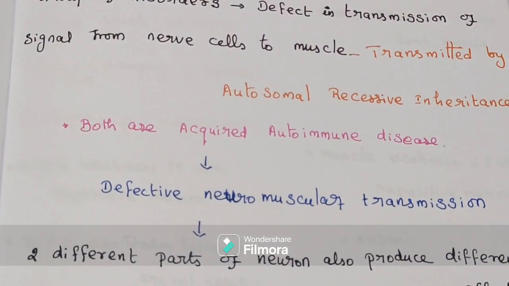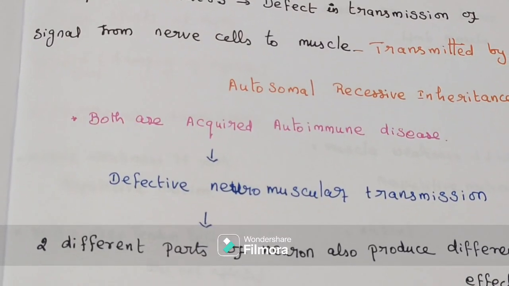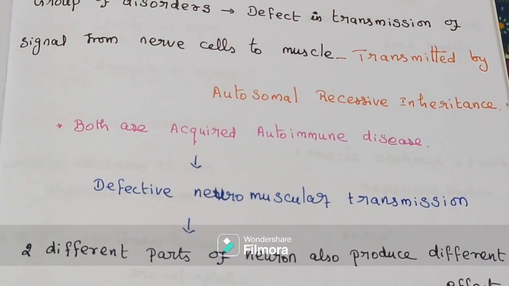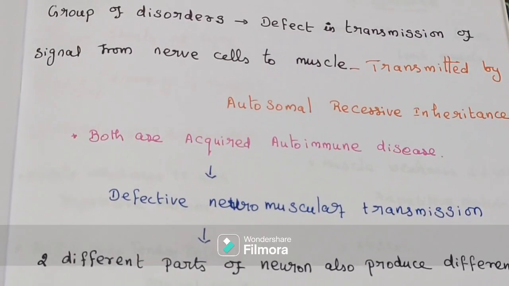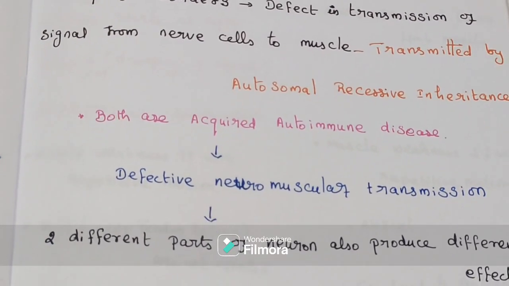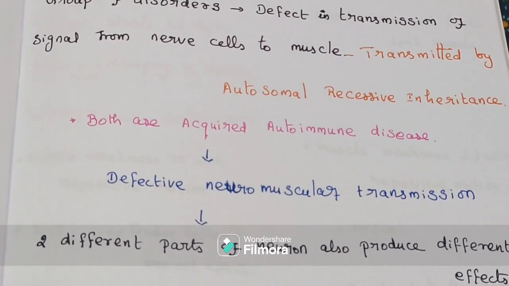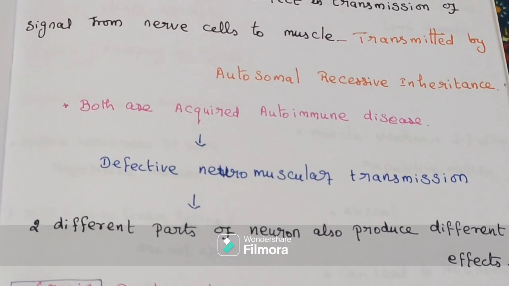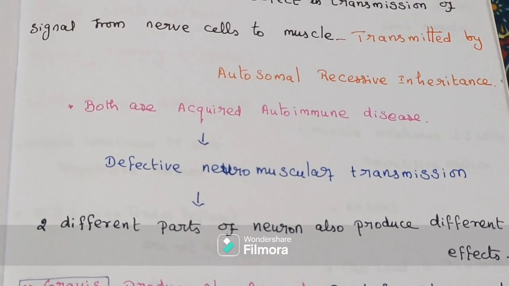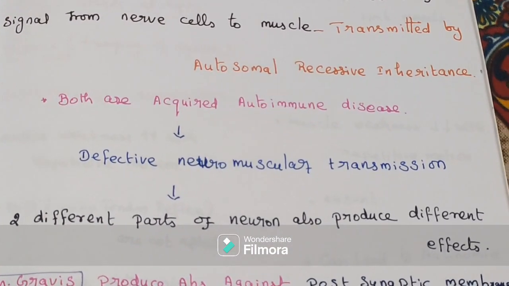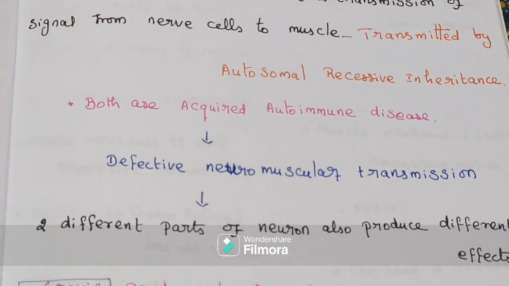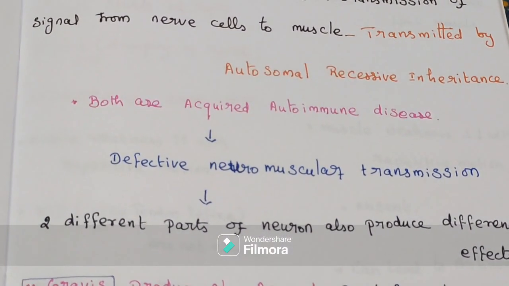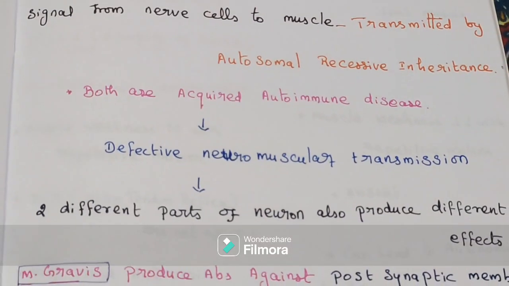Transmitted by autosomal recessive inheritance. Myasthenia gravis and myasthenic syndrome both are autoimmune disorders characterized by defective neuromuscular transmission. However, these two diseases work on two different parts of the neuron and also produce different effects.